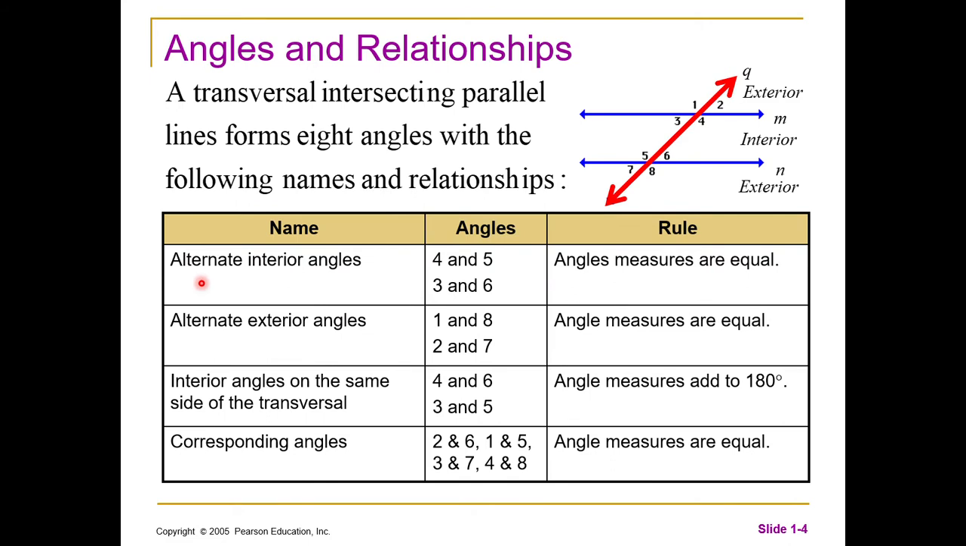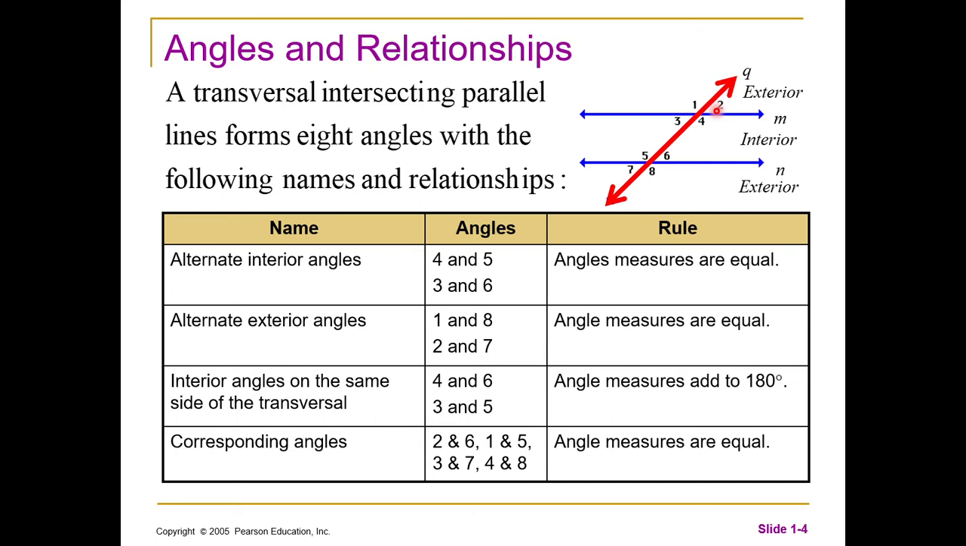Pag chinek natin yan, yung alternate interior angles, we have 4 and 5, 3 and 6. So, ang angle measures are equal. Okay. Pag sinabi mo alternate exterior angles, we have 1 and 8. Kasi ang angle measures nun ay equal. So, 2 and 7. Yung 7 tsaka yung 2, equal din yun.